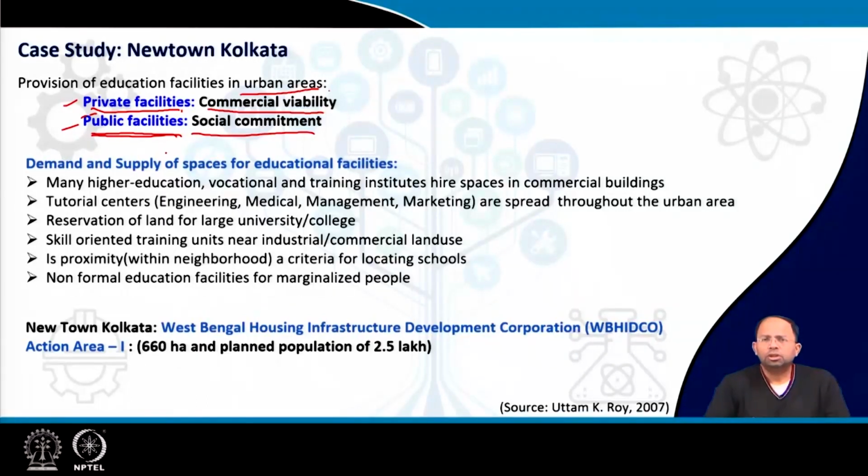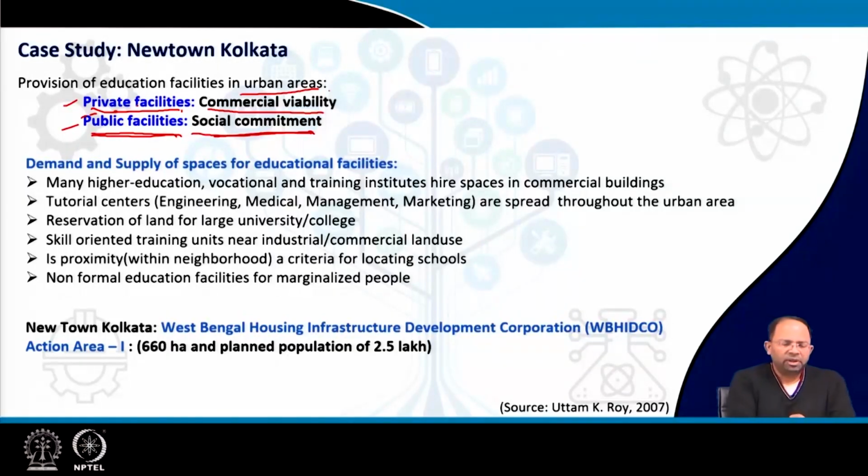good facilities or good schools with proper infrastructure in an urban area. But primarily, there is social commitment from the government to provide schools. At the same point of time, in an urban area like New Town, we cannot say that all schools should be made by the government, because a significant amount of people would be studying in private facilities. So, we have to find a balance between how many private facilities and how many public facilities should be provided.